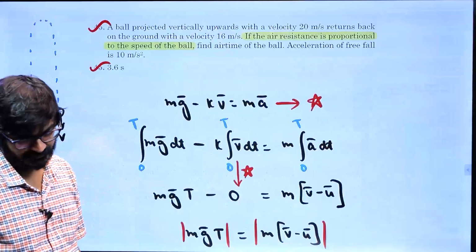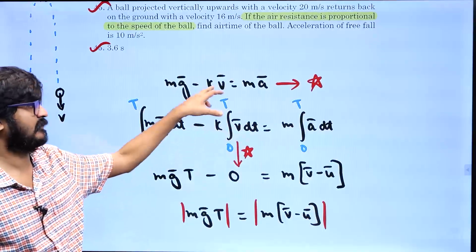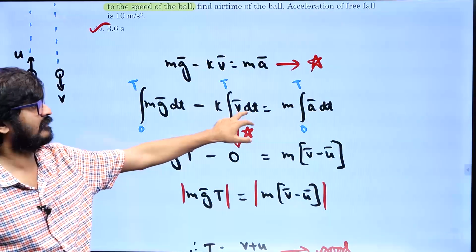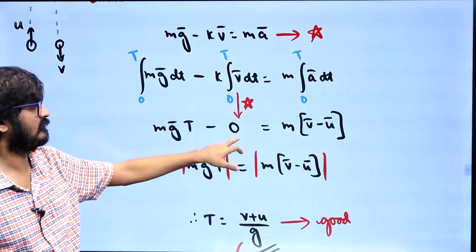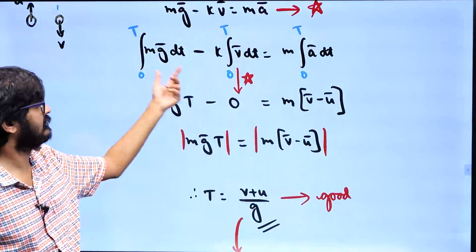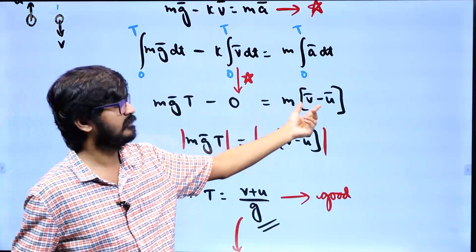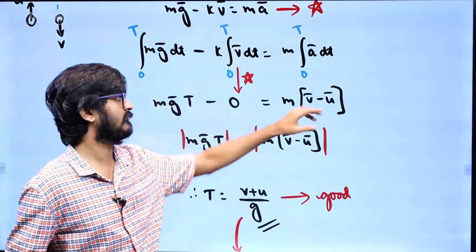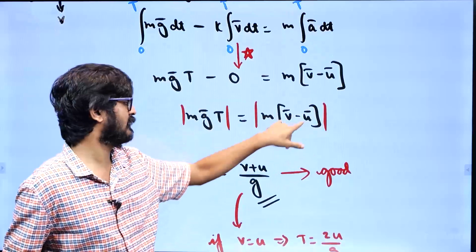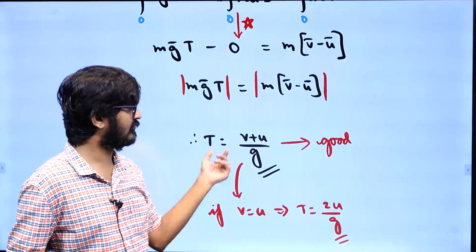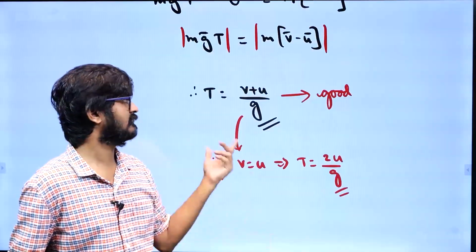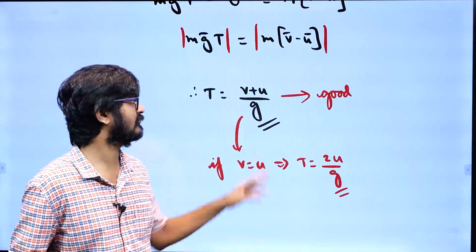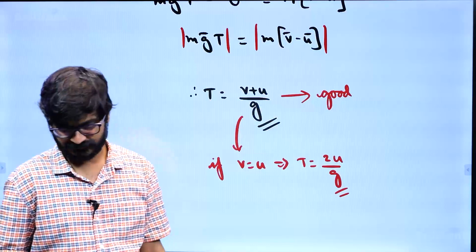So if it is exactly proportional to velocity but in the opposite direction, then you can integrate this. Now when you integrate velocity dt, it will be displacement, which turns out to be 0. So you will be getting mg into time of flight equals m into v bar minus u bar. V bar is in the downward direction, u bar in the upward direction. So if you want to find the magnitude, it will turn out to be v plus u. So time of flight will be (v plus u) by g. Now in the general case, initial velocity and final velocity will be the same. When air resistance is not there, then it will be u plus u, 2u by g.